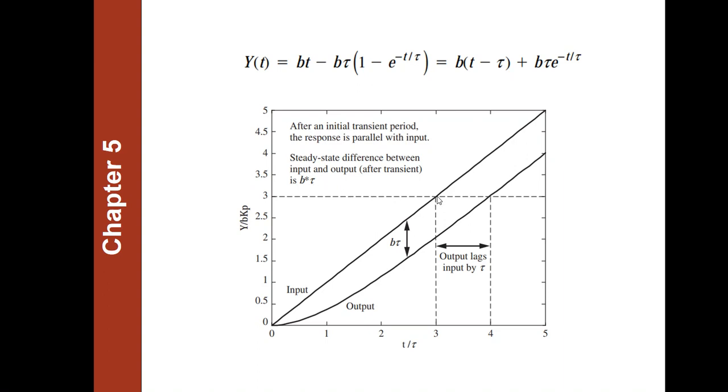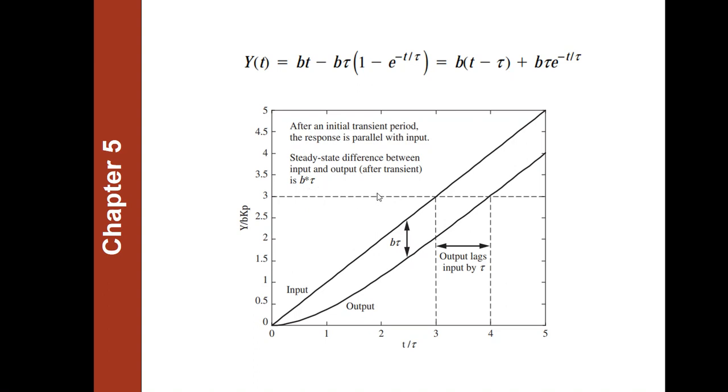As to how long will the input be ahead of the output, or shall I say, as to how long will the output always lag behind the input, that should be in terms of the tau. So in this case, for ramp forcing function, the output will always be lagging behind the input by a time value equal to the time constant.